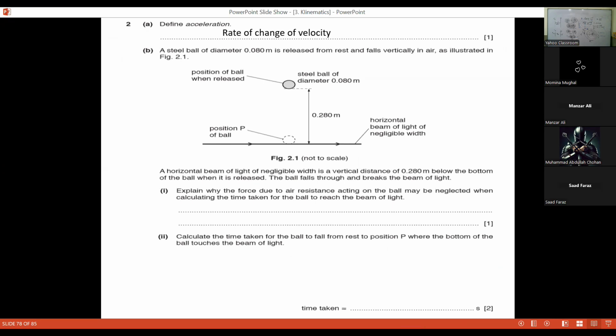अब ये हमारे पास एक बॉल है जिसका डायमीटर दिया हुआ है आपको, और वो कहते हैं जी वो गिरती है and there is a beam of light. वो बॉल बीम ऑफ लाइट को कट करेगी. In other words it travels a distance of 0.28 meters.